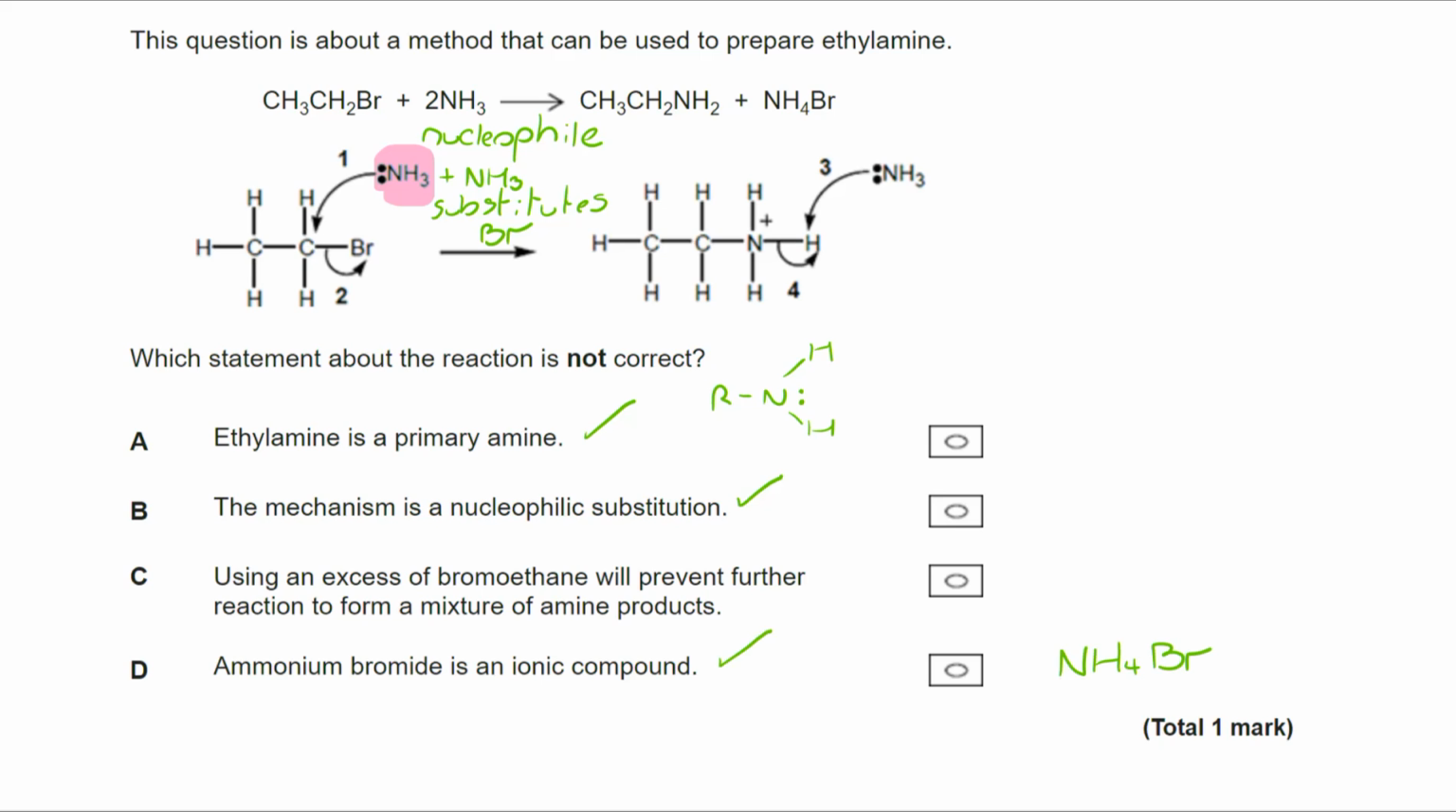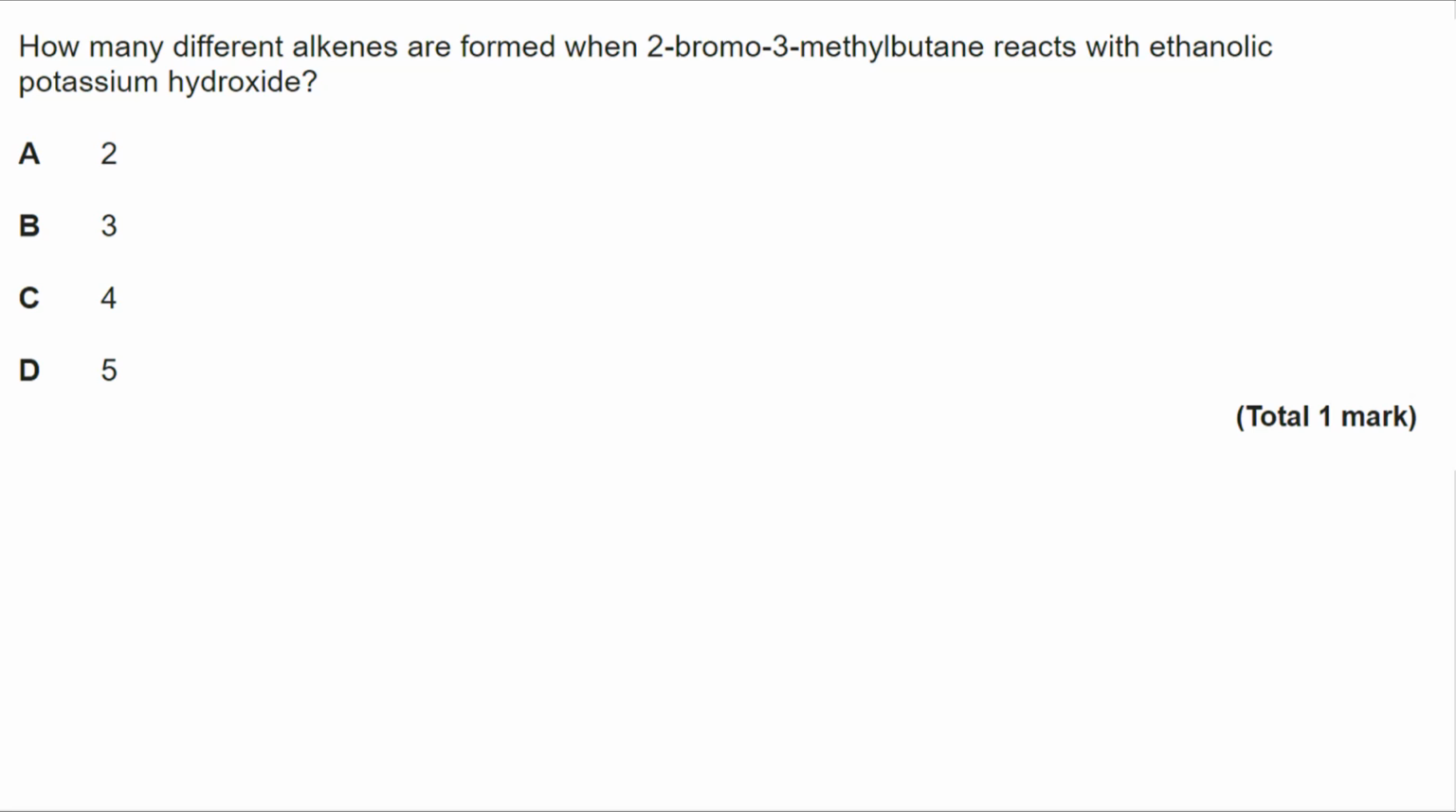Now, ammonium bromide as an ionic compound. It is ionic. We have NH3. NH3 forms a dative covalent bond with H plus ion to make NH4 plus. And it's actually NH4 plus and Br minus. So that's an ionic compound. That leaves us with our correct answer as the one that's not correct. Actually, the reverse of this would be true. An excess of ammonia would lead to this. Okay, next question.